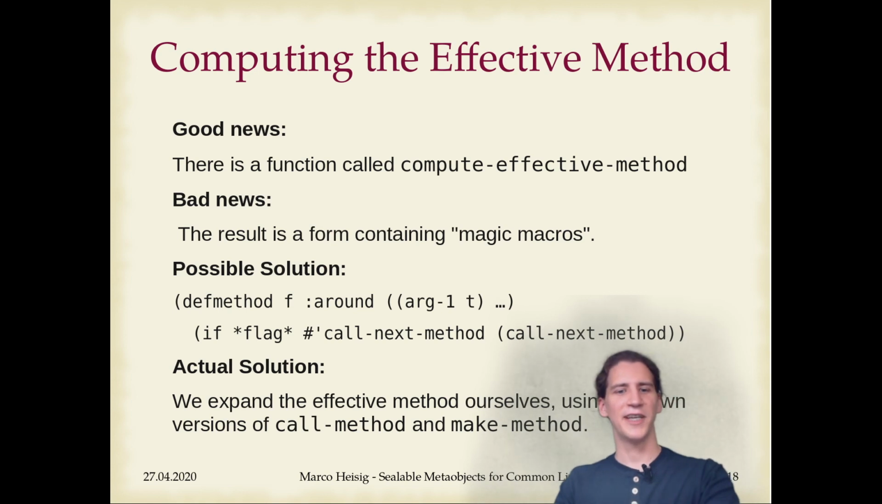The trouble here is this is not exactly something that most class implementations optimize for. So if you start writing code like this, you lose an order of magnitude in performance, and you shouldn't call this a fast generic function. So in practice, we have to do something completely different, which is we expand the effective method ourselves using our own versions of call-method and make-method. And therein we define local functions for call-next-method-p, and so forth.